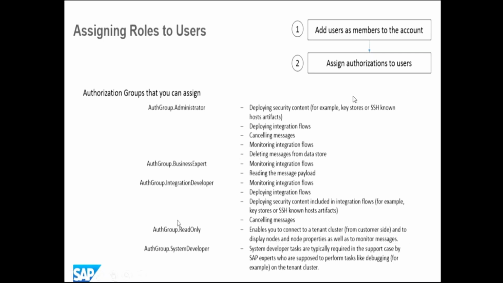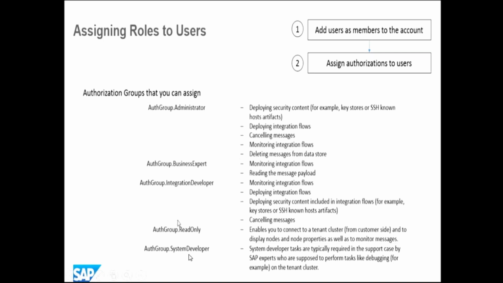Okay. Then you have the auth group dot read only. So this read only enables you to connect to the tenant cluster, and to display nodes and node properties as well as monitoring. So it's kind of the same as business experts, but business experts can view the integration flows also.